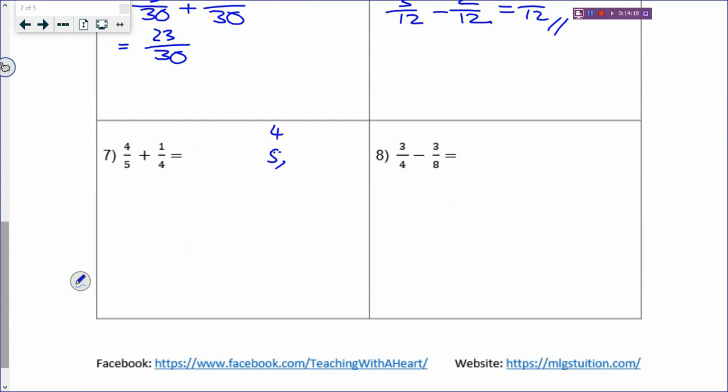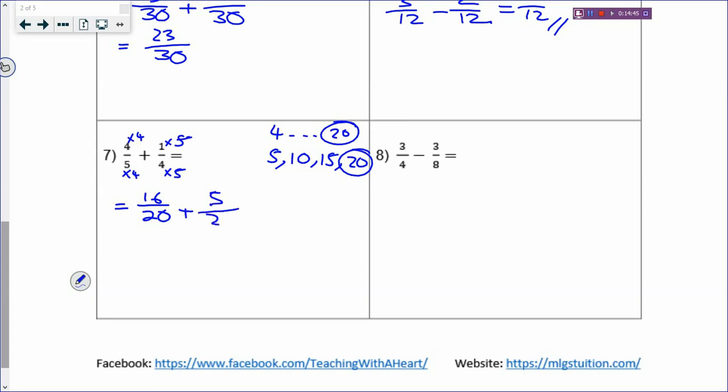You do this. 5, 10. Can 10 divide by 4? Cannot. 15 divided by 4? Cannot. 20 divided by 4? Can. So 20 is the first common multiple, right? So you make the denominators into 20. So you times 4, and then here you times 5. And you will get 4 times 4 is 16 out of 20 plus 5 out of 20. And then you have 21 over 20.